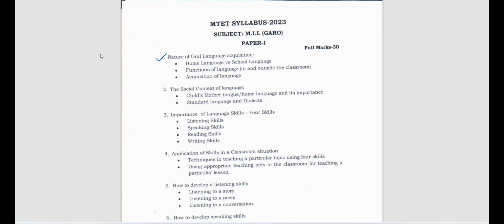Now let's see the second one. What is that second one? We have the social context of language. So the child's mother tongue or home language and its importance. See, this was a very important question. It was asked once which language is known as home language, or what is another name for home language. You should know that home language is also known as mother tongue, and mother tongue is also known as home language. Then standard language and dialects we also have to learn.